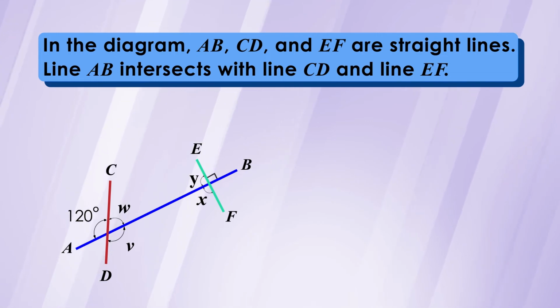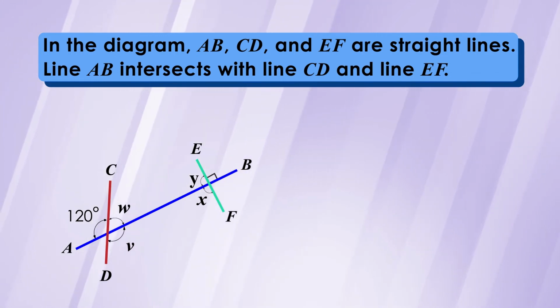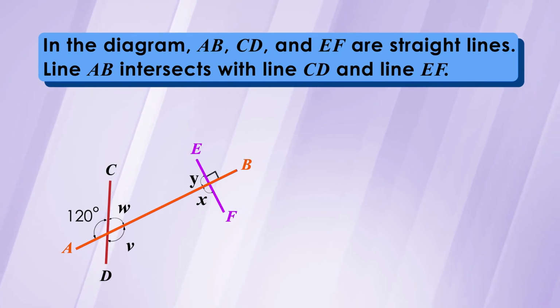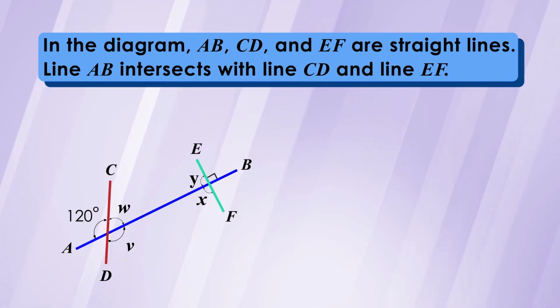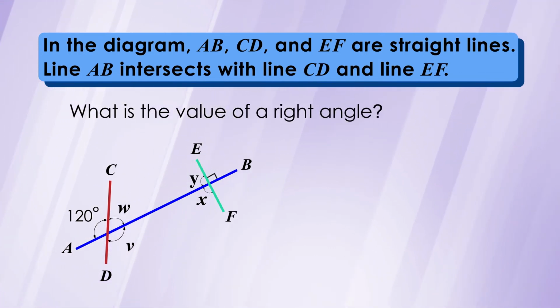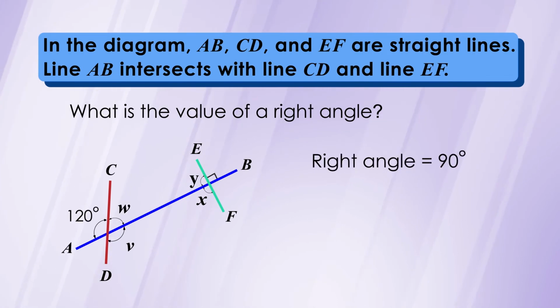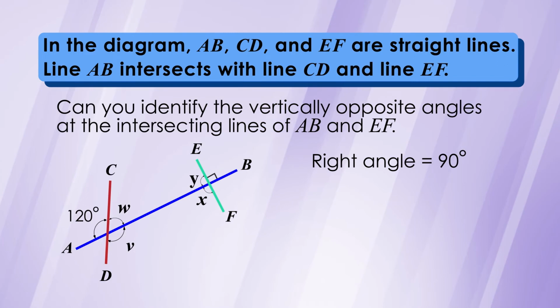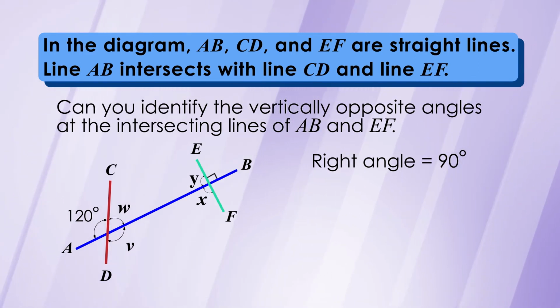Let's move on to the right side intersection. Two lines, line AB and line EF, intersect at a right angle. Do you recall what the value of a right angle is? Good! A right angle has a value of 90 degrees. Can you identify the vertically opposite angles at the intersecting lines of AB and EF?